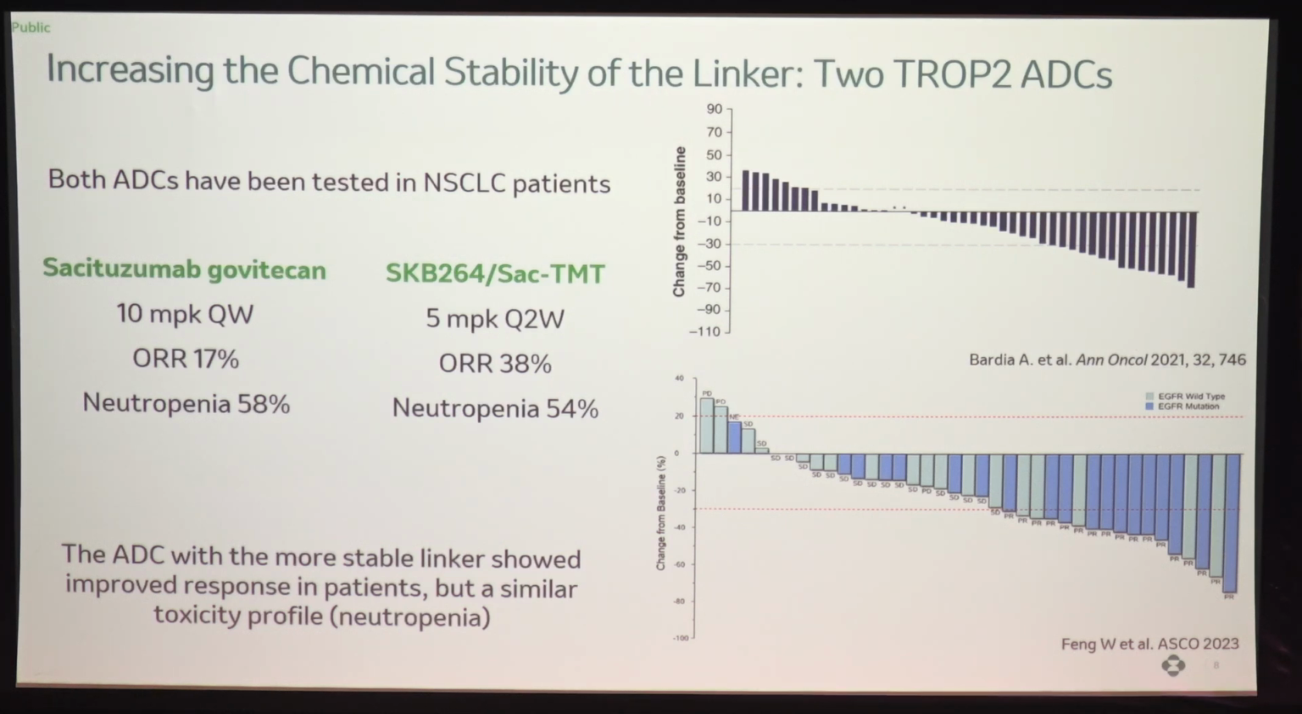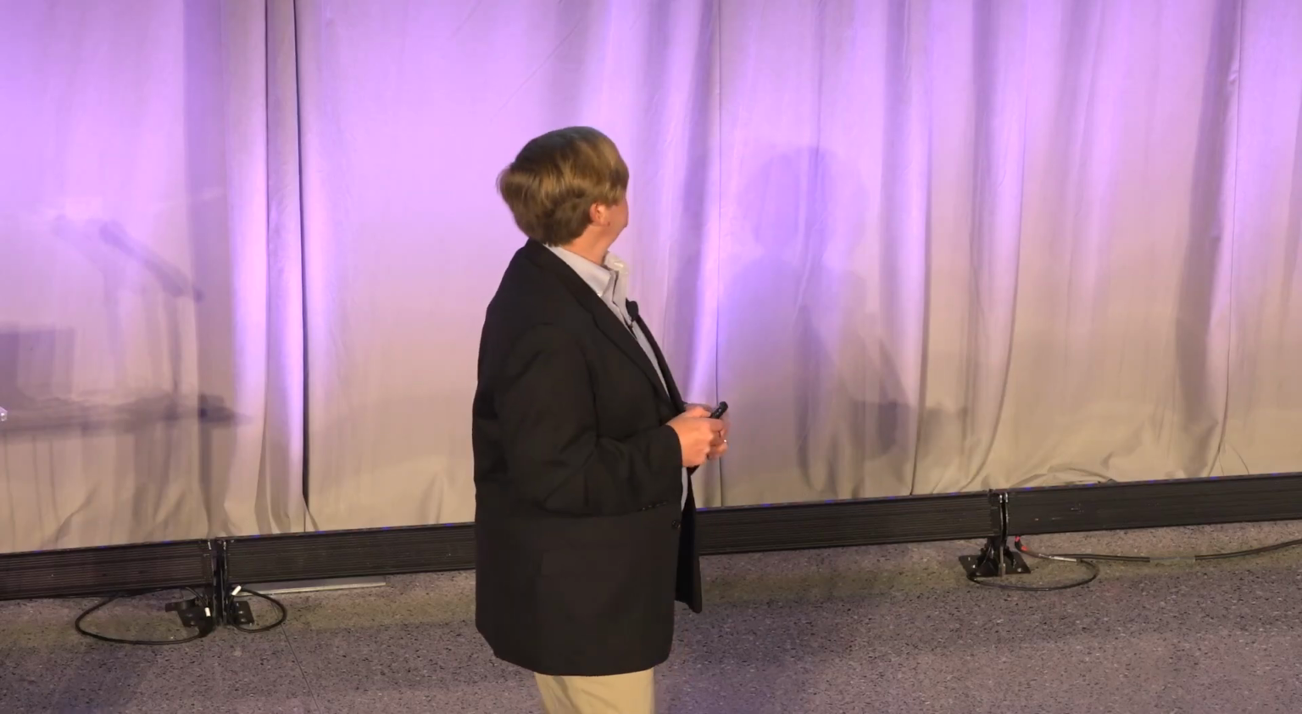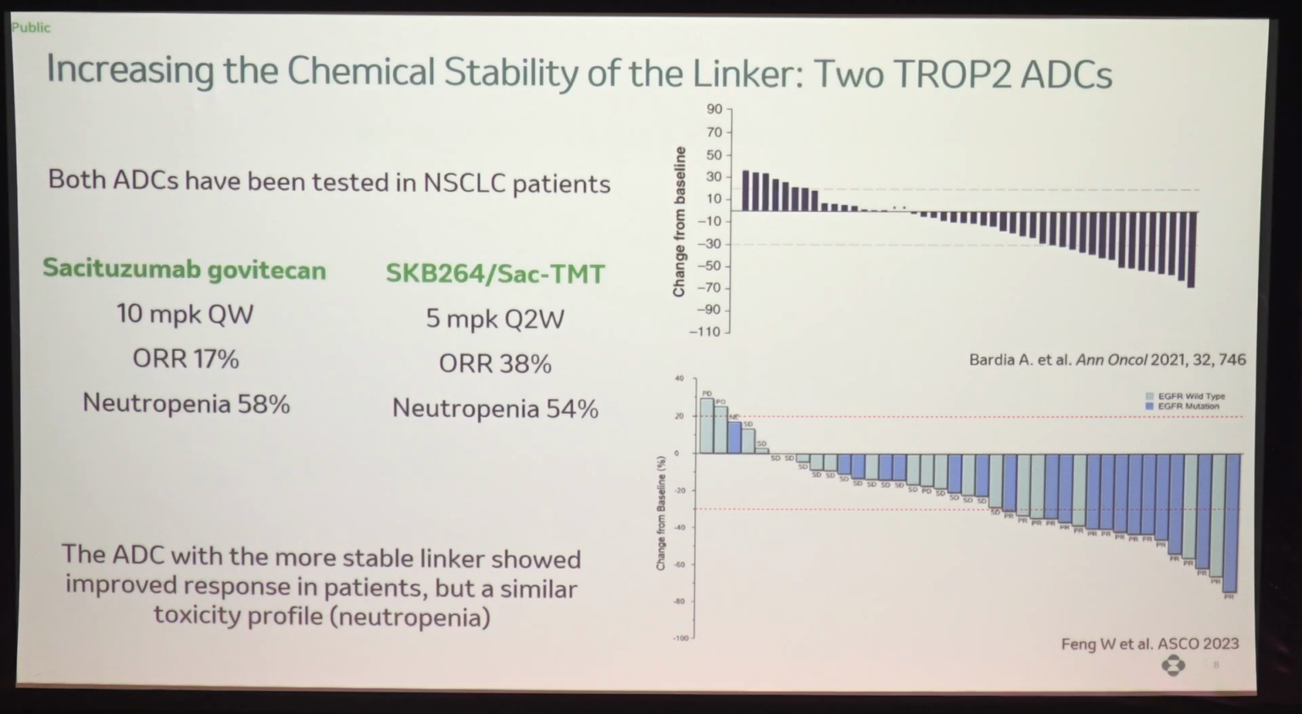And so this is a snapshot of a clinical trial where both of these molecules were tested not head-to-head, but in the same non-small cell lung cancer patient population. And if you look at the dosing regimens, they're actually a little bit different based on the PK properties of these molecules. Trodelvy was dosed once a week at 10 mpk. Sac-TMT is 5 mpk once every 2 weeks. But you can see for the response rates, again, sac-TMT is almost double the response that you see with Trodelvy. But really interestingly, you actually see the same rates of one of the DLTs in this study, which was neutropenia. And so what we're able to show here is that a more stable linker was able to improve the response in patients for these molecules, but you get a very similar profile when it comes to toxicity.